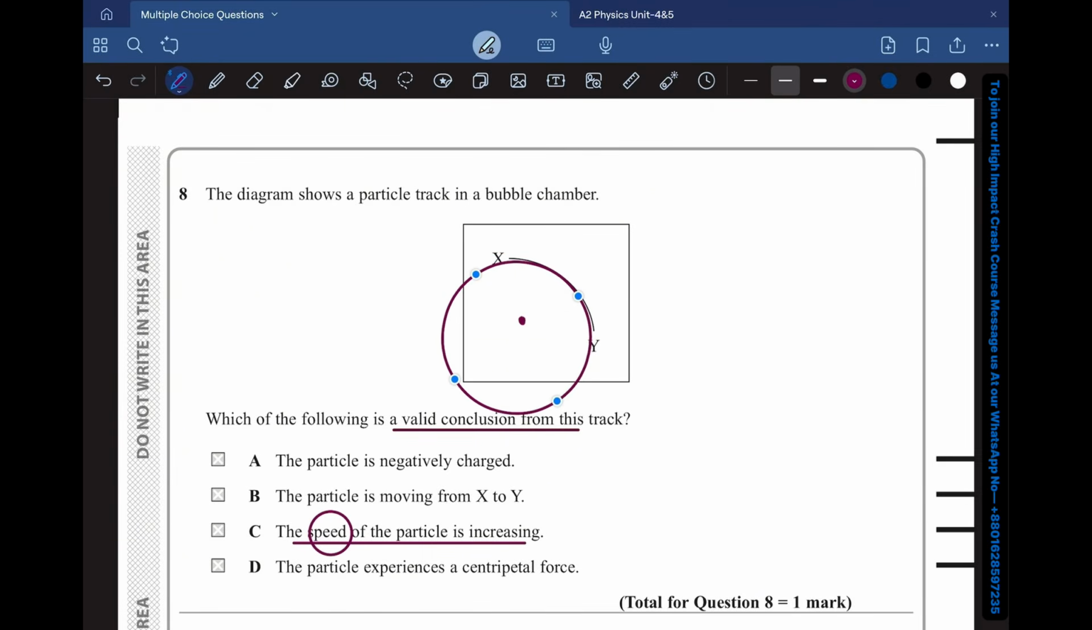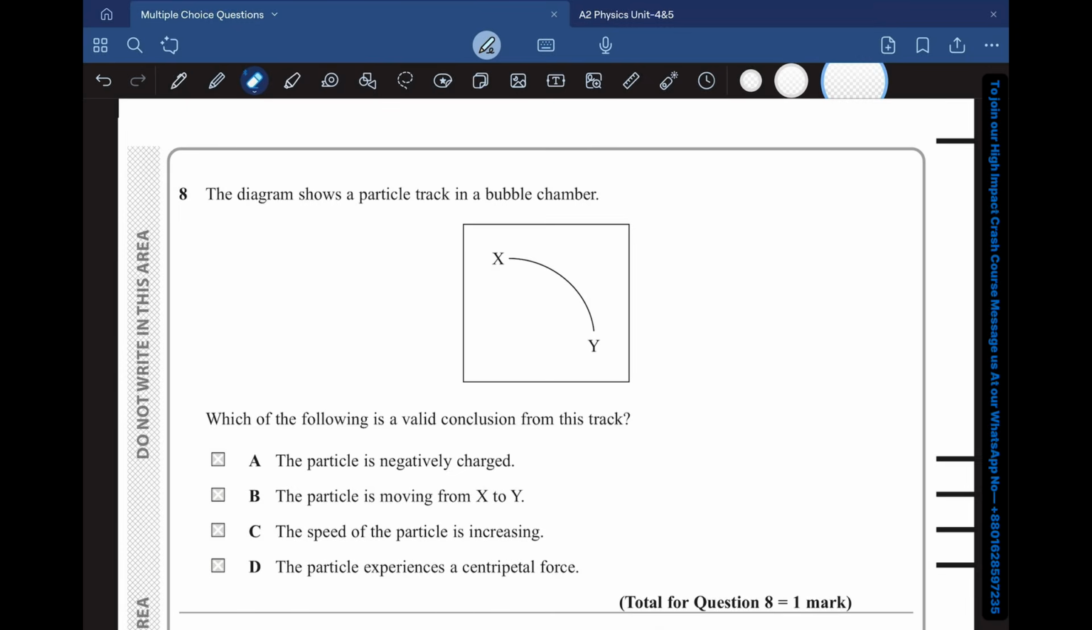So this is how the radius is. And here the radius is constant. The radius isn't changing, unlike in the previous questions where the radius was changing. So here the radius is not changing, so we cannot conclude that the speed is increasing, because the radius is uniform.